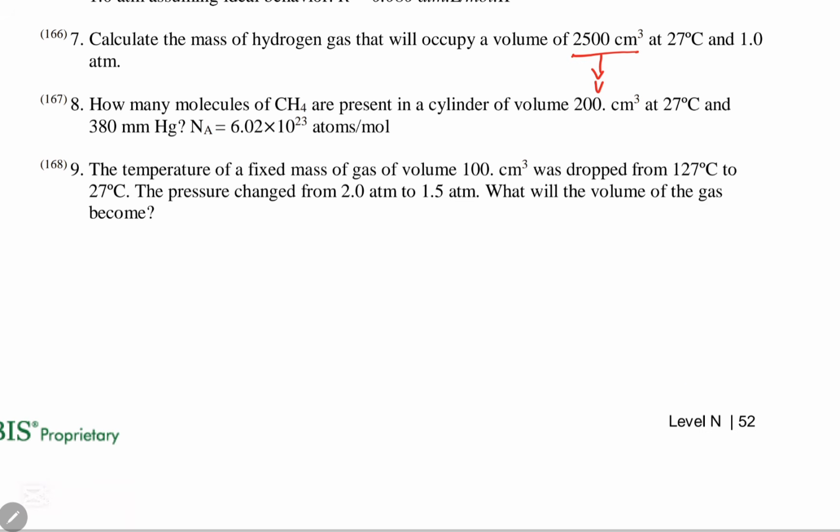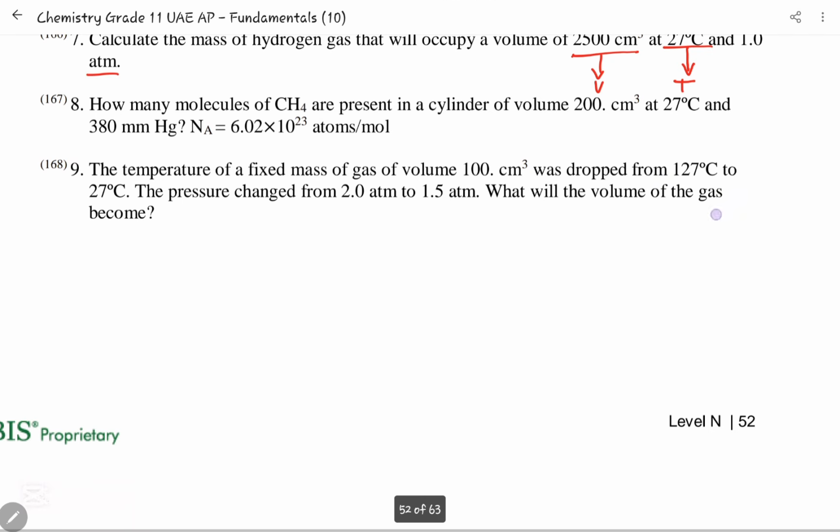So this is our volume at 27 degrees Celsius. So this is the temperature, and 1 atmosphere. So this is a very important equation. They want us to find the mass given the volume, the temperature, and the pressure. So PV equals nRT, but we have an issue. We have pressure and volume.